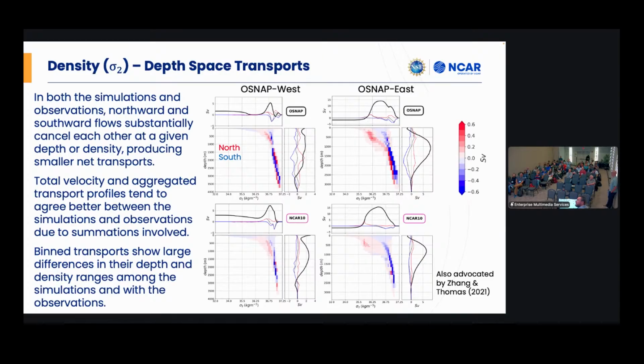So, if I show you the same plot, but for the total OSNAP, that would be the case. It goes to 0. Oh, I see, OSNAP West and OSNAP East. Okay, I understand now.